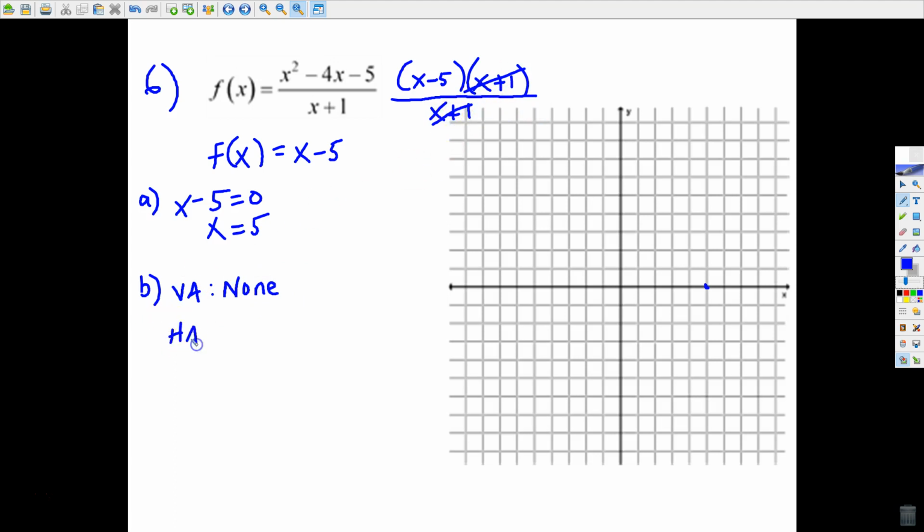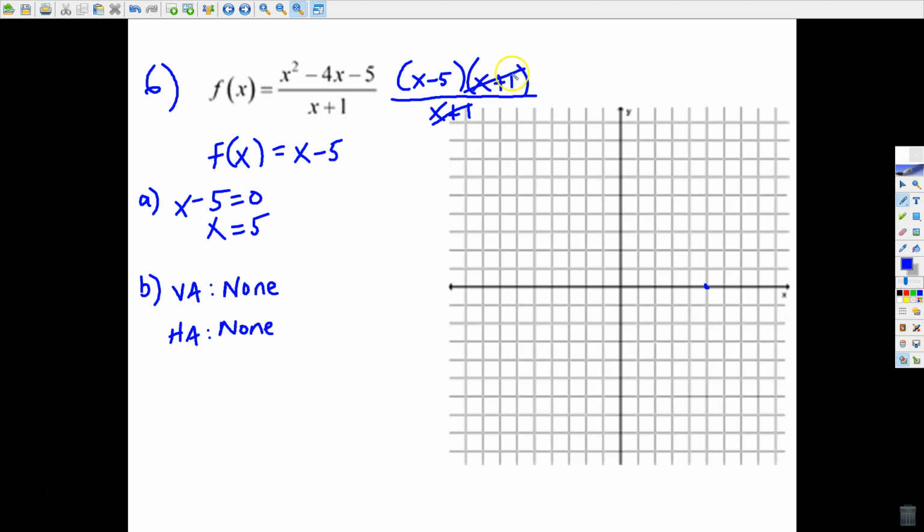There's actually not going to be a horizontal asymptote either because of the same reason as before. The numerator degree is larger than the denominator degree. Numerator degree is 2. The denominator degree is 1. Whenever that happens, there's no horizontal asymptote. But there is a point of discontinuity. Discontinuity means it causes my graph to not be continuous.